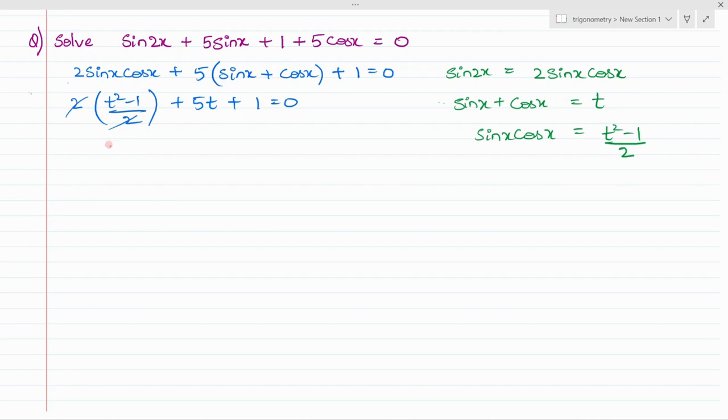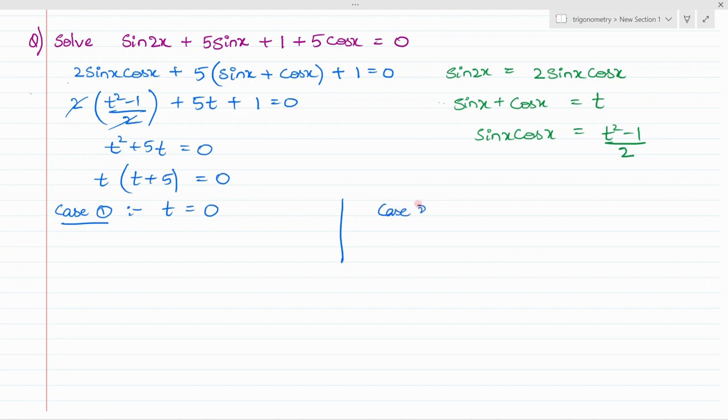So 2 and 2 get cancelled, and 1 and minus 1 also get cancelled. It will be t square plus 5t equal to 0, and this can be written as t into t plus 5 equal to 0. So here we get two cases: in case 1, t will be 0; in case 2, t plus 5 will be 0. What is t? t is nothing but sin x plus cos x, which will be 0.